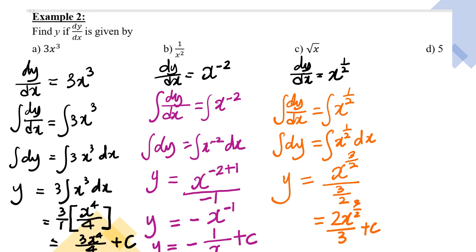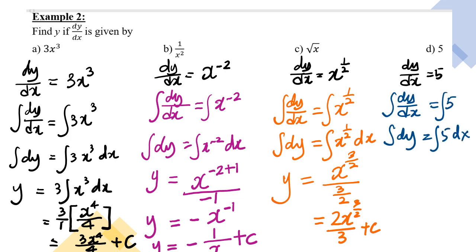Okay, so for part D, likewise, dy/dx equals 5. Introduce the integration sign. Multiply by dx on both sides. Integration and differentiation cancel each other, leaving only y. And when you integrate 5, you're integrating 5x to the power of 0. That will give you 5x, and then plus an arbitrary constant c.